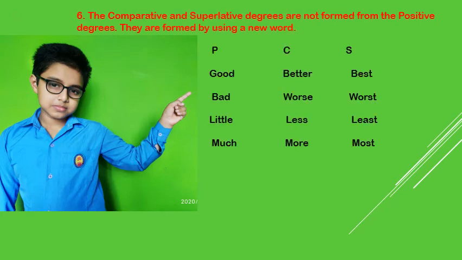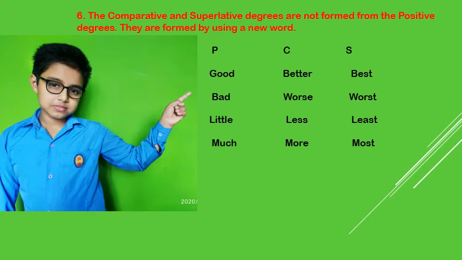So we have learned about the fifth number rule. So let's move to the sixth number rule. The sixth number rule here is given that sometimes the comparative and superlative degrees are not formed from the positive degrees. They are formed by using a new word. So let's take some examples.